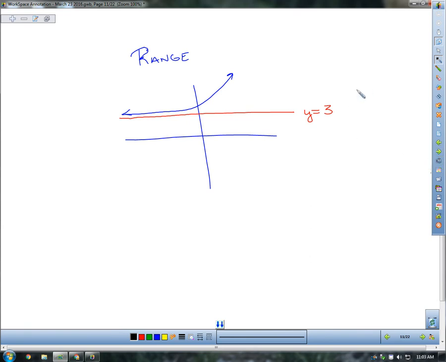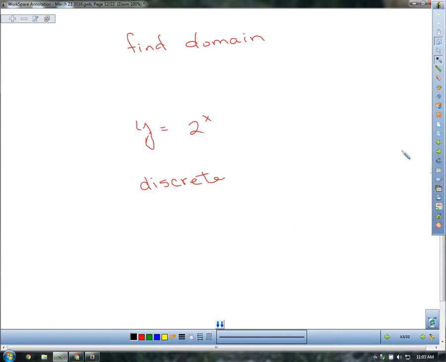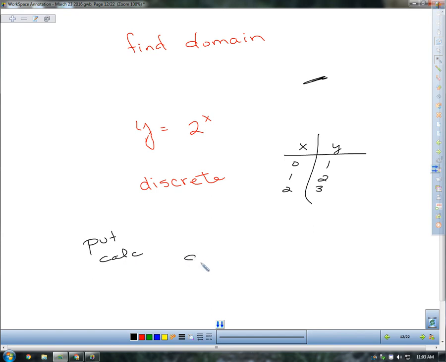What is the range of this problem? Okay, since I have an asymptote at y equals 3, I know that y has to always be greater than 3. Find the domain of this one in discrete. So what I would have to do on this one is I would put this in my calculator, pull up a table, and put in some points. So this one, if I chose 0, it would be 1. If I chose 1, it would be 2, 2. So put it in your calculator, get a table.